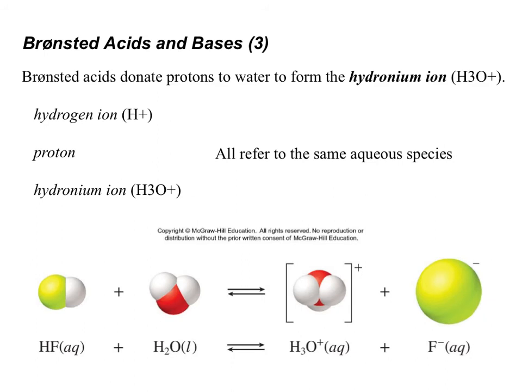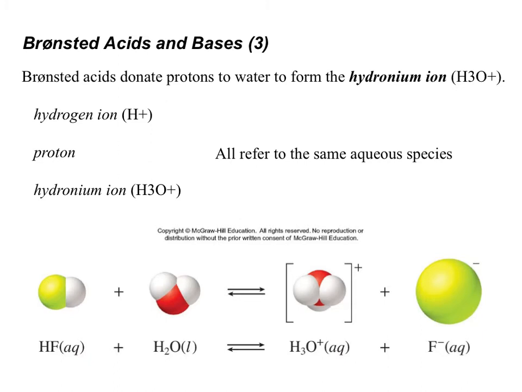Brønsted acids donate protons to water to form a hydronium ion, an H3O+. The hydrogen ion, or H+, proton, and hydronium ion, H3O+, all refer to the same aqueous species. The hydronium ion is the most accurate depiction of this. The hydrogen ion is what is being donated, and proton is just the most convenient descriptor of what a hydrogen ion is. The hydronium ion is the most useful as it takes into account the water and therefore makes it easier to balance the equation.